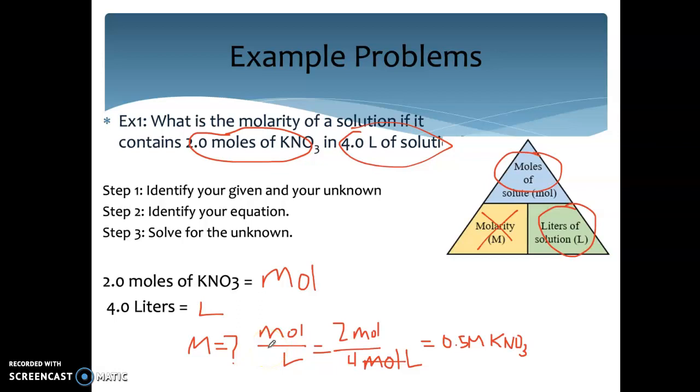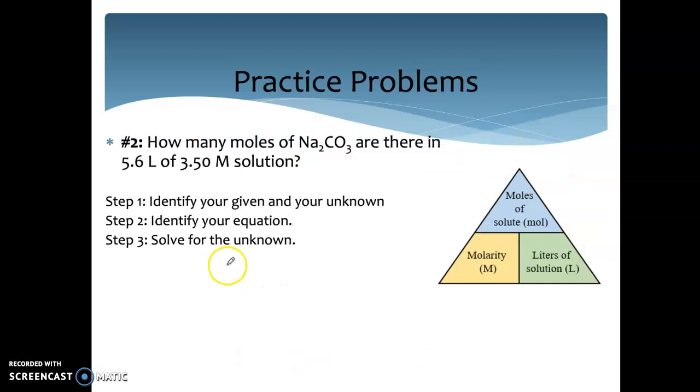Okay, so identify your given and your unknown, identify your equation, and then solve for your unknown. That's really what you're doing here. This one says how many moles. That's what I'm solving for, so already I know that. I'm covering it up. So moles is equal to, since they're next to each other, molarity times liters. Now I'm looking at my equation. Here's my molarity, 3.5 M, and 5.6 liters. That's my L.